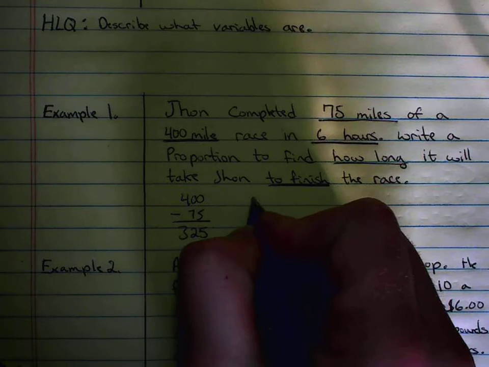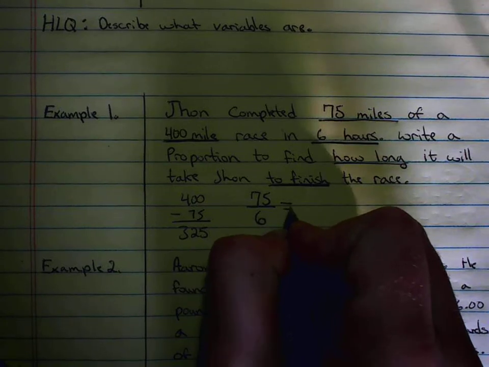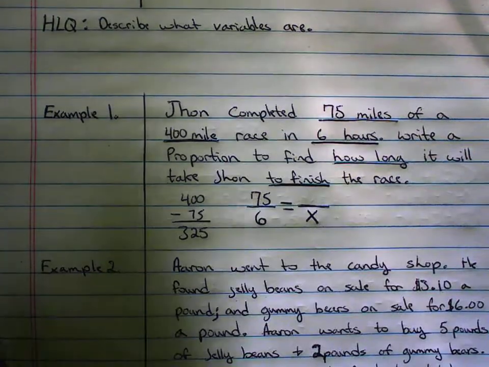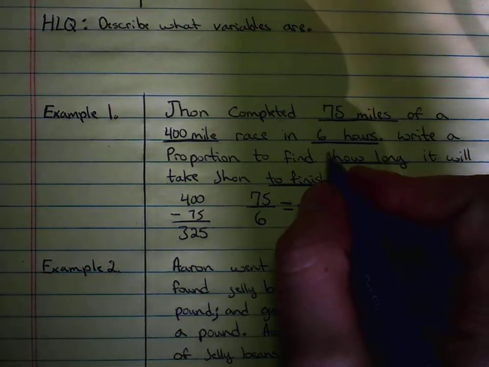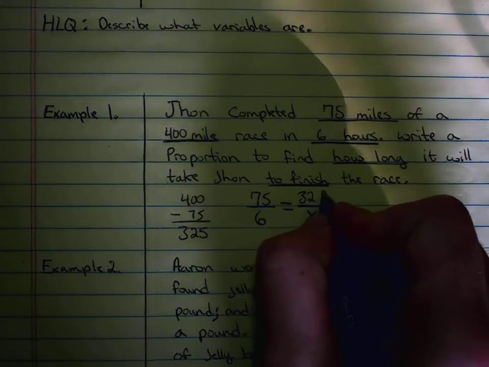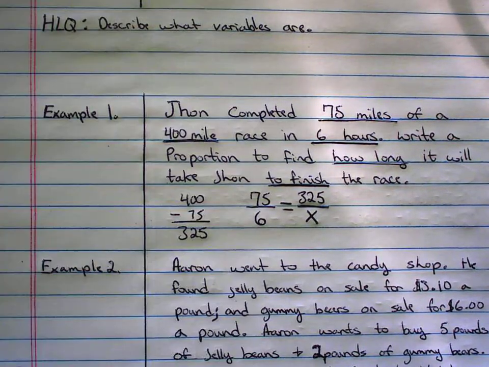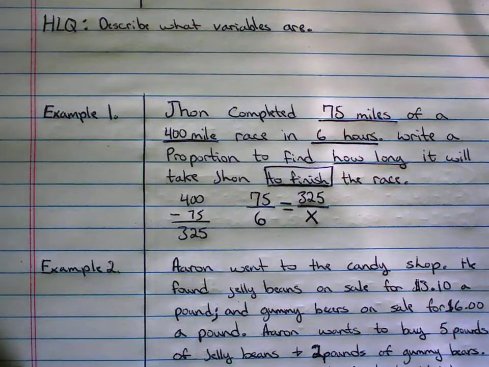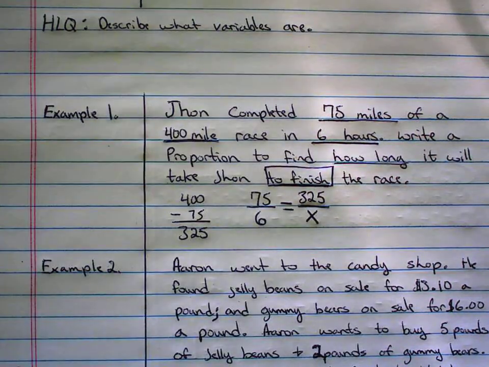We know that the 75 over 6 is equal to, well, we're trying to figure out how long it's going to take him to finish. And then we take what's left mile-wise to go right on top, which is going to be 325. Now, the key word in here, because a lot of you would have written this proportion as 400 over x instead of 325 over x, is this word right here, to finish. I don't want to know the length of the entire race. I only want to know how long it's going to take him to finish the last little bit.